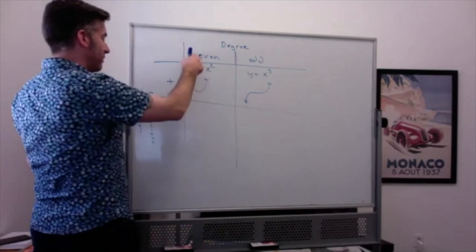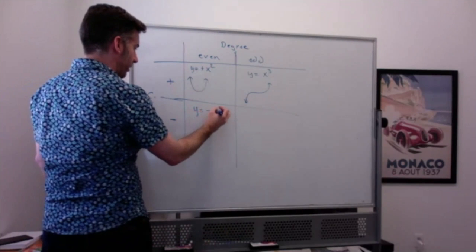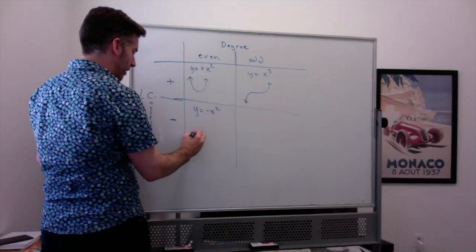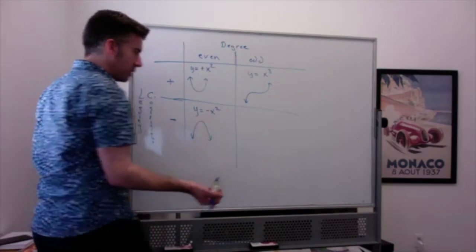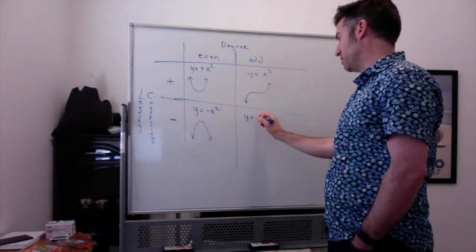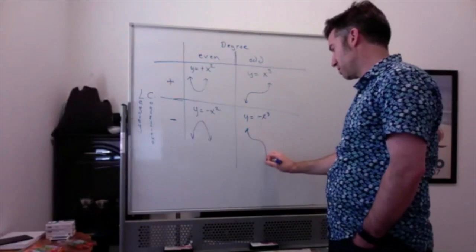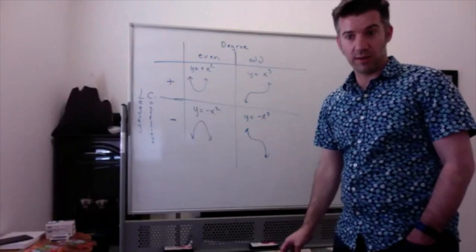On the other hand, if it's an even degree and a negative leading coefficient, like y equals negative x squared, then it's down on the left and down on the right. And if it's an odd degree and a negative coefficient, like y equals negative x cubed, that's going to flip this over, and it's going to be up on the left and down on the right.